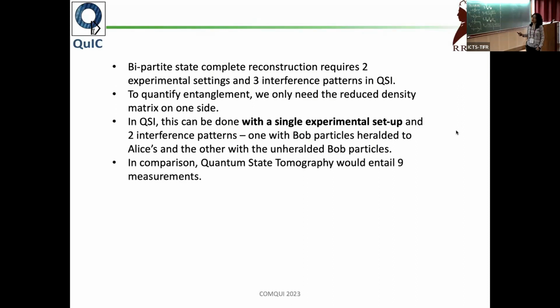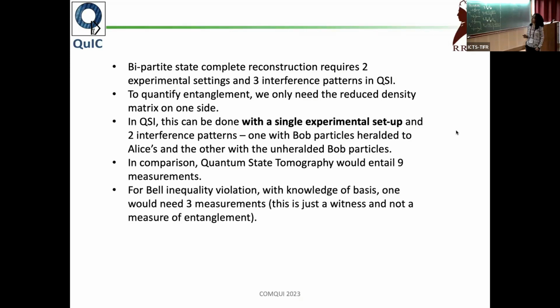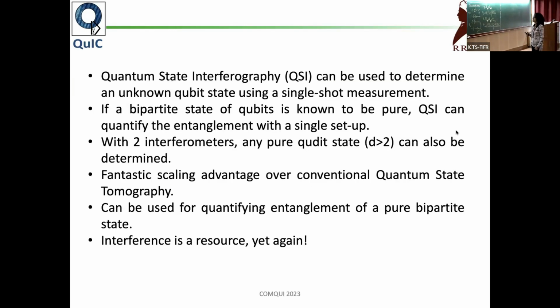Whereas, of course, in tomography, it will be 9 measurements. So here also we have an advantage. Bell violation with knowledge of basis, one would need 3. So it's better than Bell as well. Okay, so it's a resource.